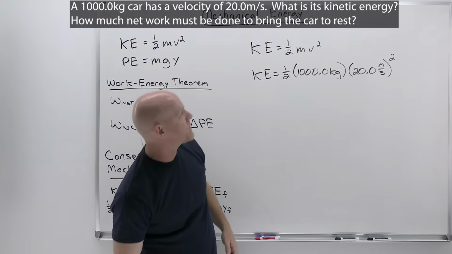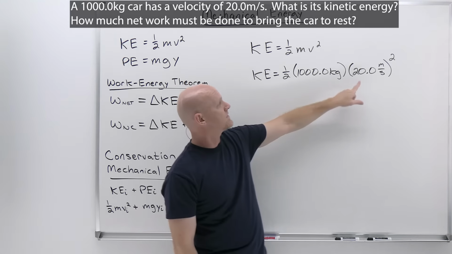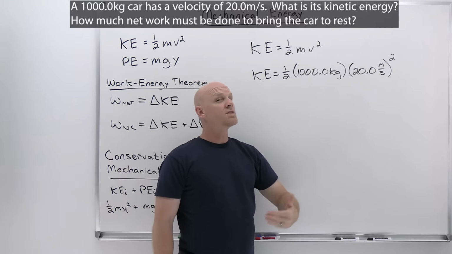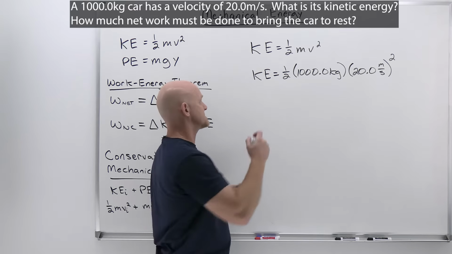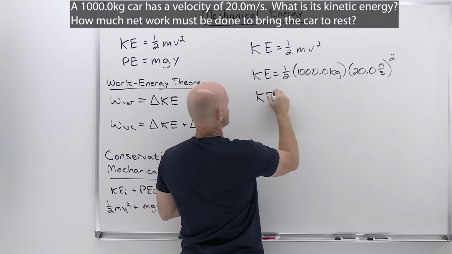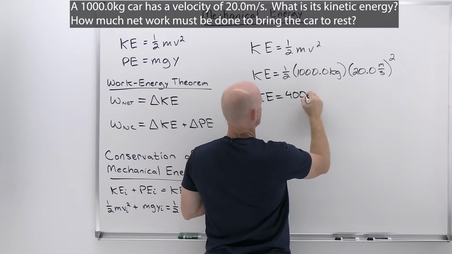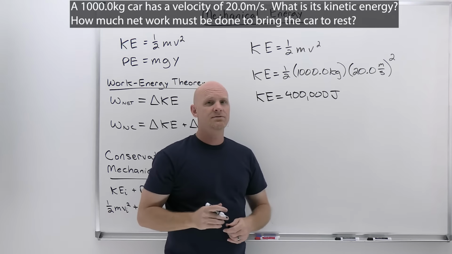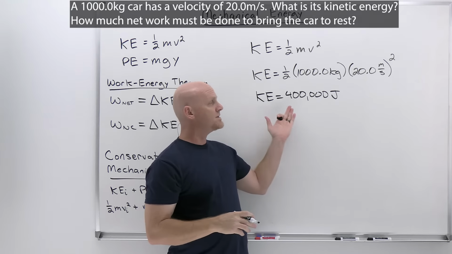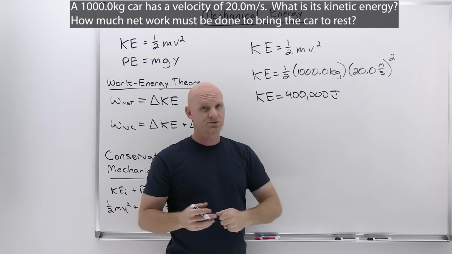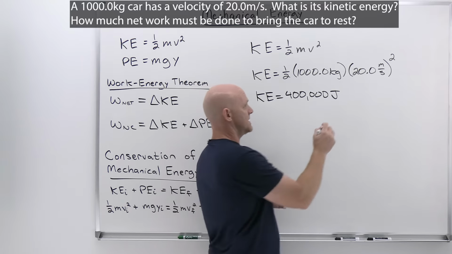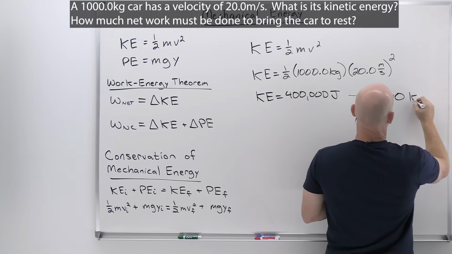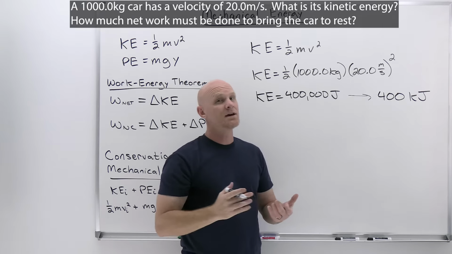I was about to pull out the calculator, but we can probably do this one in our heads. So 20 squared is 400. 400 times 1,000 is 400,000. Times 1/2 would be 200,000. And so in this case, our kinetic energy is going to equal 400,000 joules. Now, especially if you're getting a multiple choice question, it's not uncommon to see answers, especially for very large numbers of joules, expressed in kilojoules. And so potentially you could also see this, to convert to kilojoules, we divide by 1,000, and so you could also see it as 400 kilojoules.